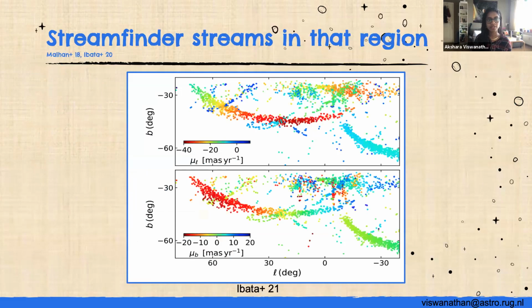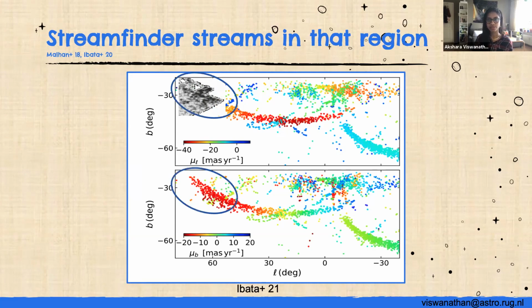And when I looked at the Streamfinder streams in that region, this is the plot for the Streamfinder streams in the region. Streamfinder is an algorithm which assigns a probability that a star belongs to a particular stream based on several other parameters. And this is what I observe in my sample. So we think it could probably be an extension of the Phlegethon stream and a few other streams that cross the Phlegethon stream, as we can see in this region. This is also ongoing work.